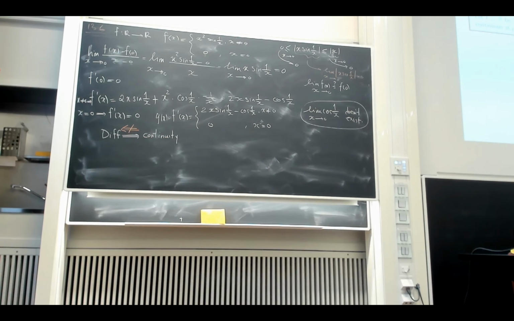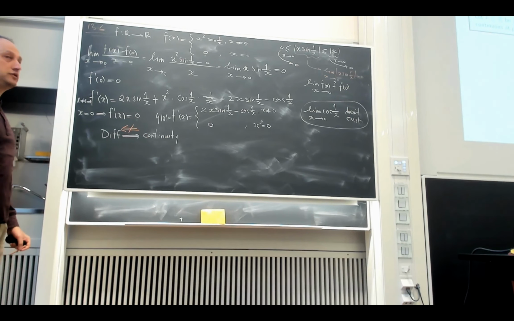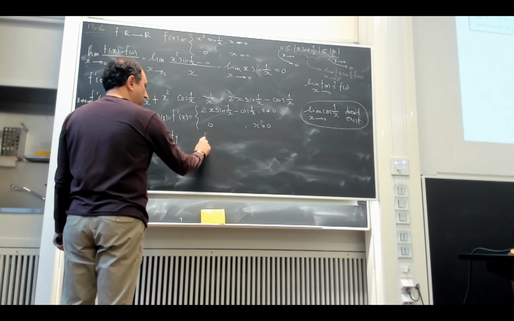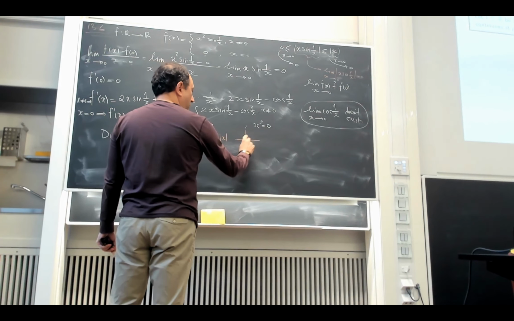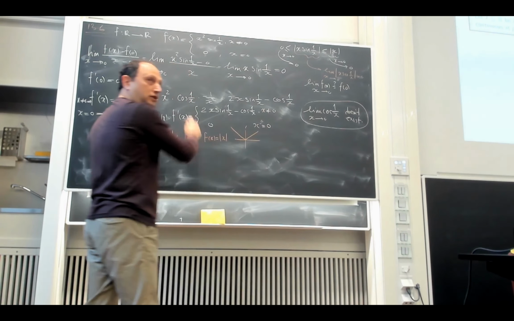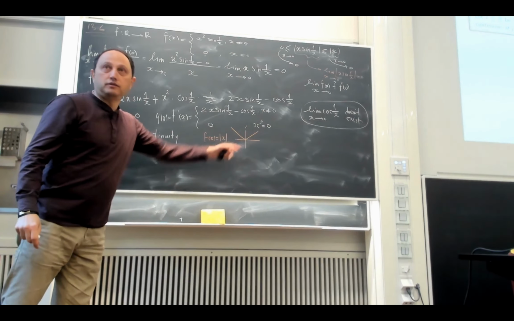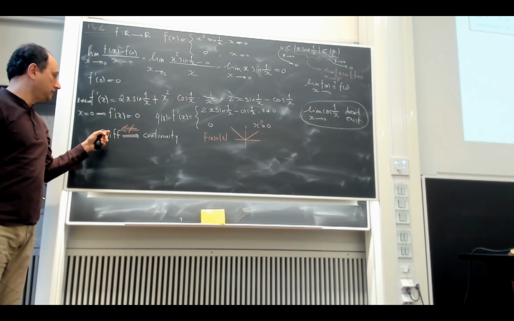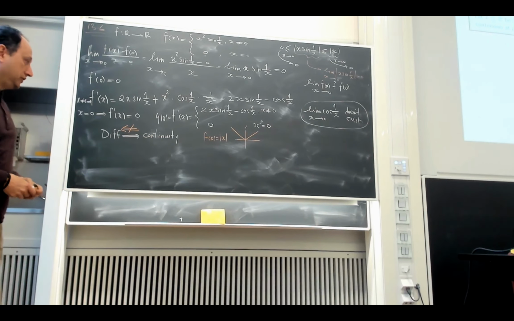Do you remember the example? Do you remember a counterexample for the converse in general? We did it on the board today, yes? f of x equals the absolute value of x. You know the graph of this function is like this, and it is continuous everywhere. But it is not differentiable at the origin. Yes? So continuity in general does not imply differentiability, but differentiability implies continuity.